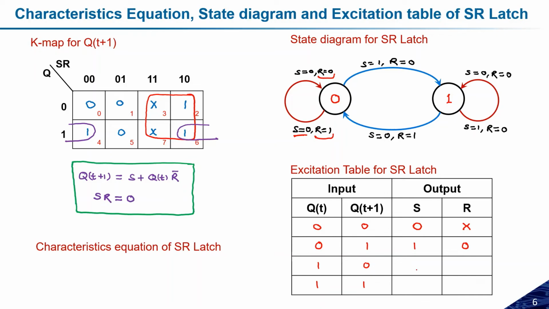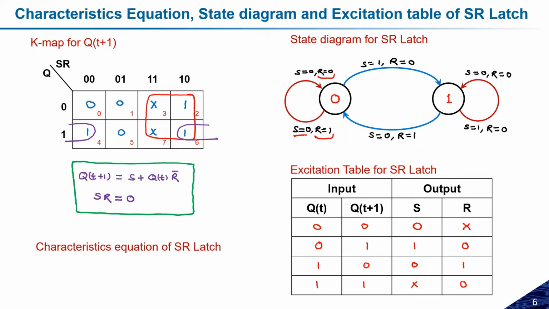What will be the output for other two cases? Sir, s equal to 0 and r equal to 1. 0 and 1, absolutely correct. What about the last one? Sir, don't care 0. Don't care and 0, absolutely correct.